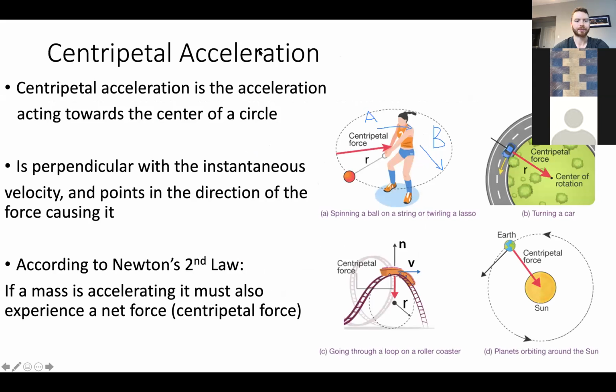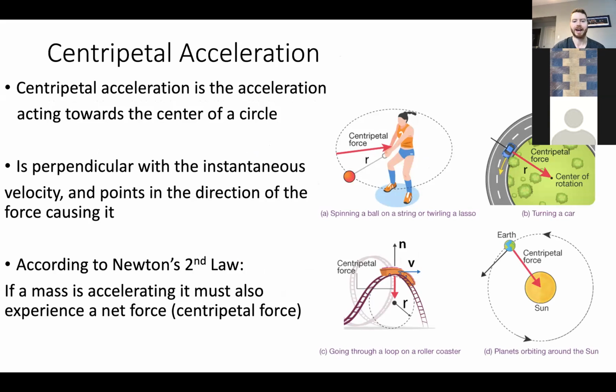All right. As we just kind of alluded to, centripetal acceleration is the acceleration acting towards the center of a circle. It is perpendicular with the instantaneous velocity, so it's kind of similar to the radius in that aspect. And it will often point in the direction of the force causing it.